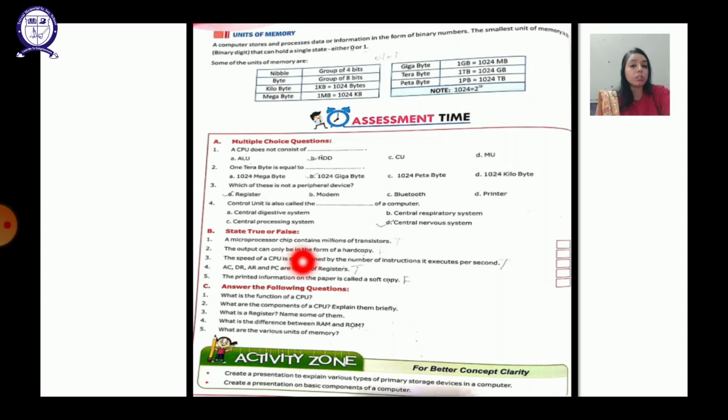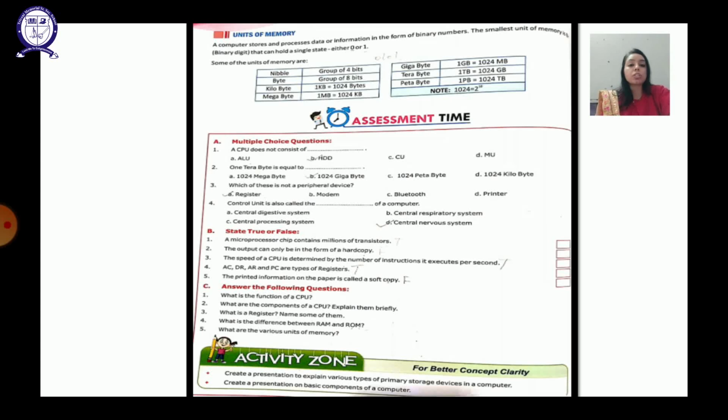So this is false. Next is, the speed of CPU is determined by the number of instructions it executes per second. Yes, speed is determined by this. This is true. AC, DR, AR and PC are types of registers. Yes, it is also true. The printed information on the paper is called soft copy. The printed information is called hard copy, not soft copy. So it is false.